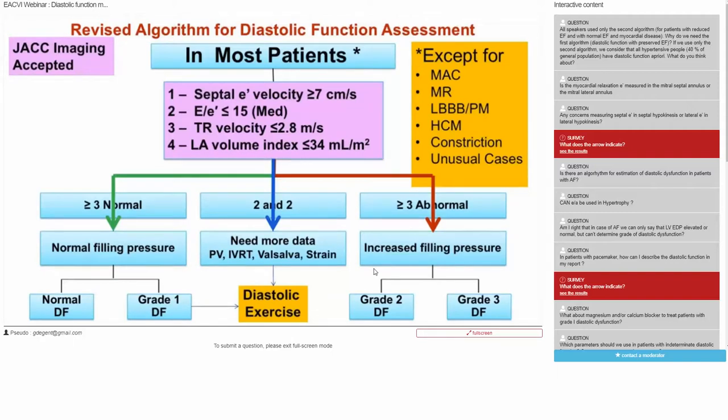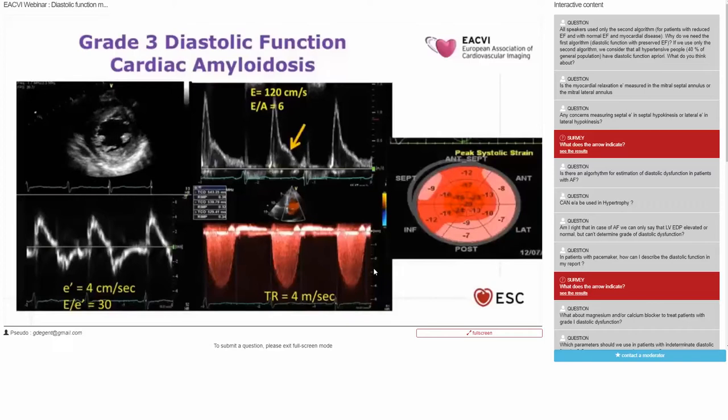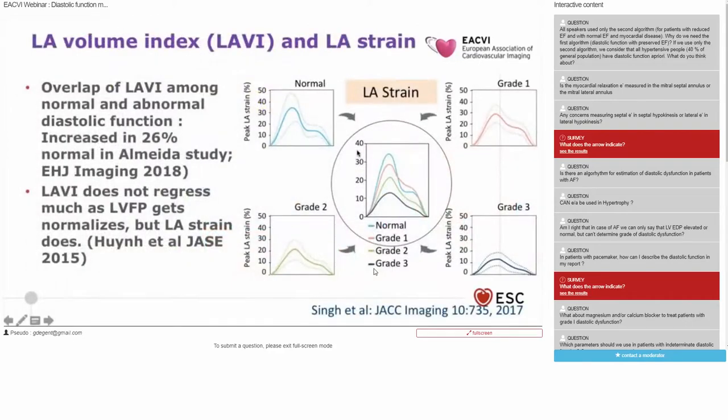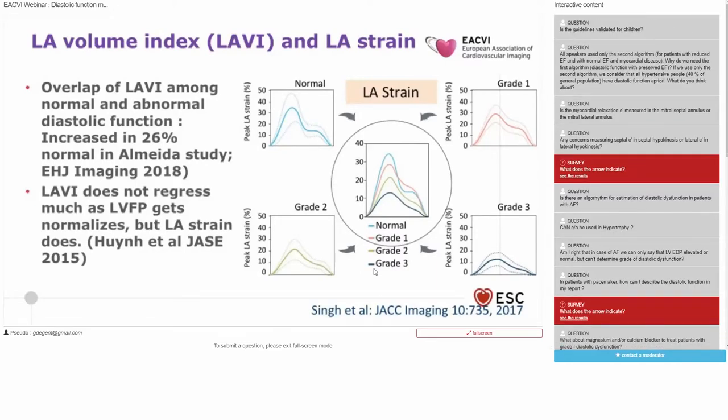So I just want to finish up with my comment on the strain imaging. I think whenever we see the grade 3 with the thick walls, we want to make sure that we don't have any cardiac amyloid, and then we do the strain imaging typical for cardiac amyloidosis. And also the LA strain may be helpful because it may be more helpful than LA volume index, because LA volume index has a lot of overlap between normal and abnormal diastolic function. And it is actually enlarged in 26% of the normal population in a European study.